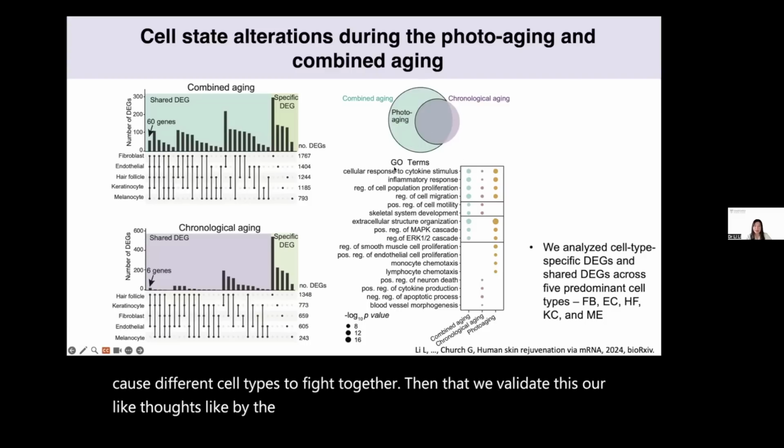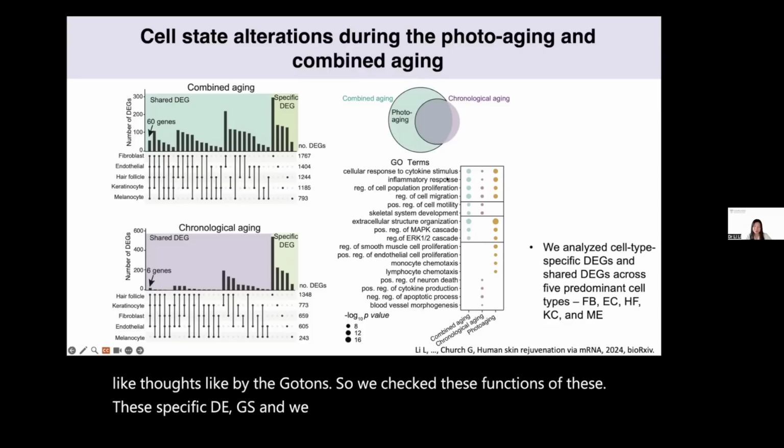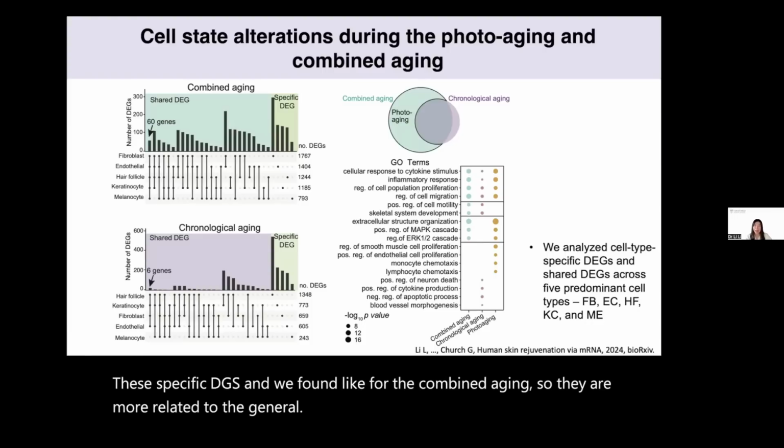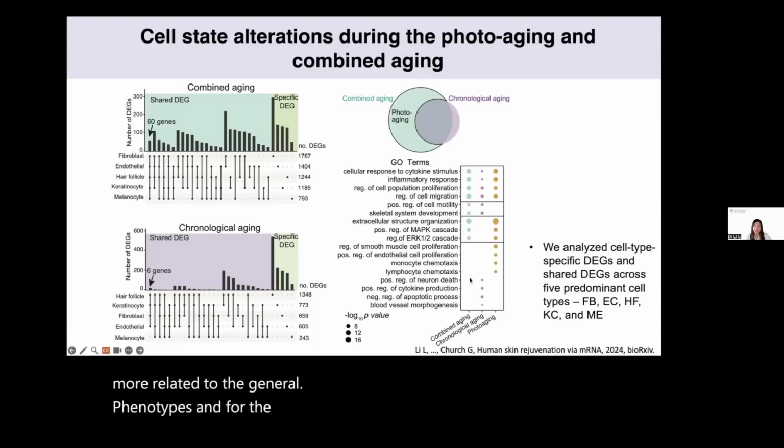We checked the functions of these specific DEGs, and we found that the combined aging genes are more related to general phenotypes, while for the chronological aging, specific cell parts are involved.